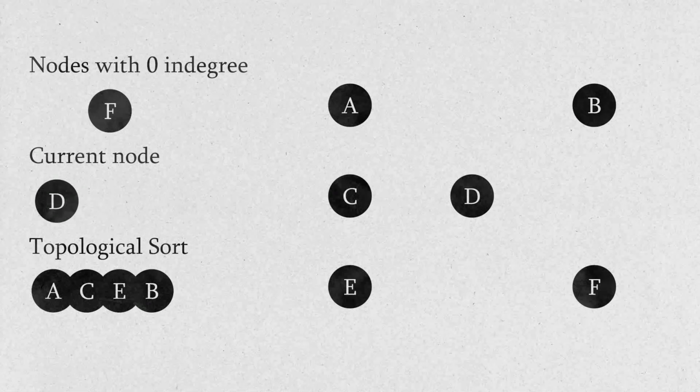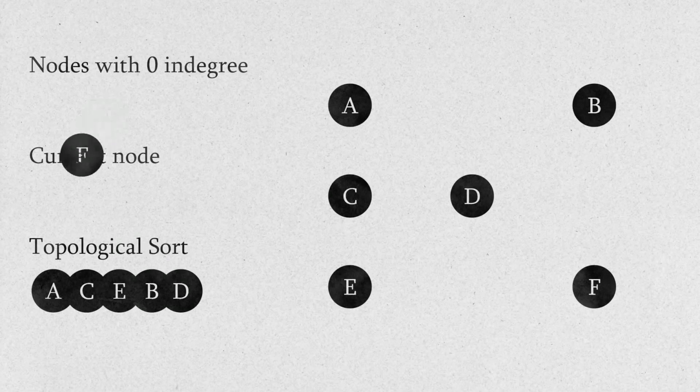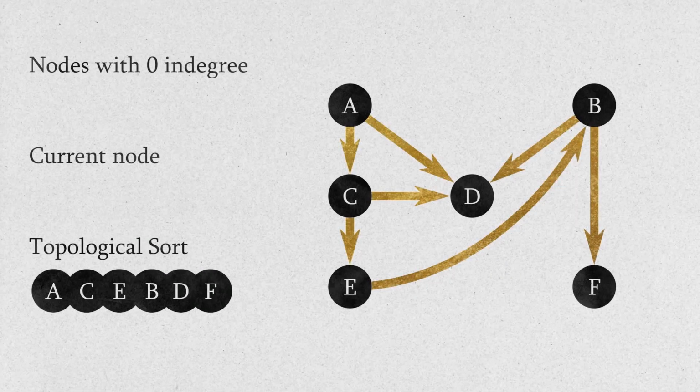If there are ties, we add the node with the highest out degree, because that will reduce the in degree of most other nodes. On a graph with no cycles, this algorithm will produce a topological sort. And on graphs with cycles, it will produce an approximation of a topological sort, a kind of pseudo-topological sort.